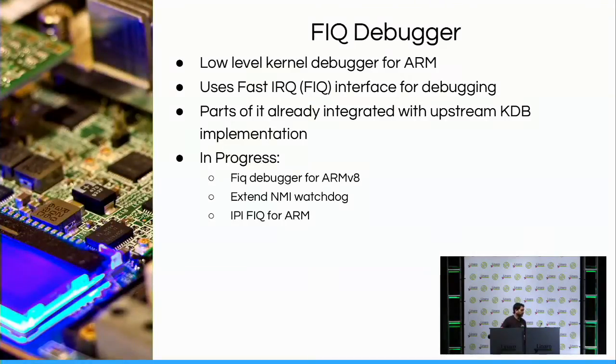FIQ debugger is a low-level kernel debugger for ARM. It uses a fast IRQ interface for debugging. Daniel Thompson from Linaro was working on it, and he is still pushing patches for this particular feature in KDB. Last time I checked, the in-progress items were enabling this for ARMv8 in the mainline tree, extended NMI watchdog support, and IPI FIQ for ARM.